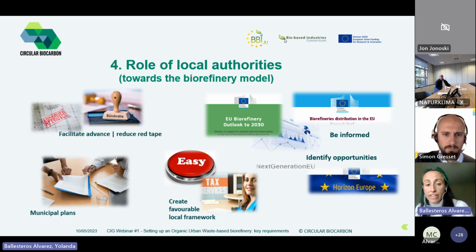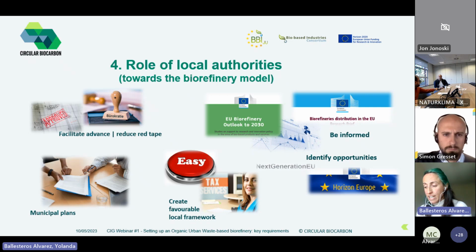Things we can think of are, for example, that local authorities can be informed of the new possibilities. For example, through participation in research and development projects, like circular biocarbon. Some of you are already participating here, for example, through the CITE interest group or through the advisory board. You can also be up to date with trends and politics in Europe dealing with circular economy.